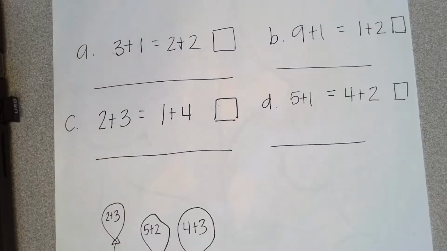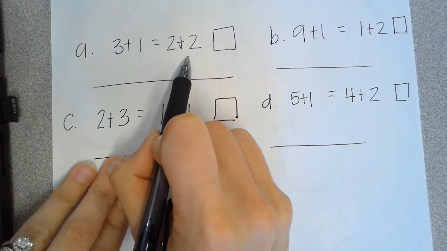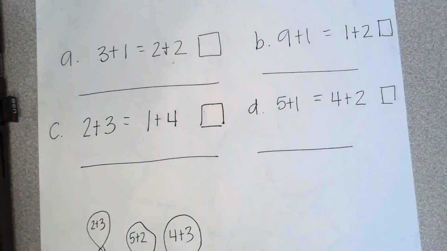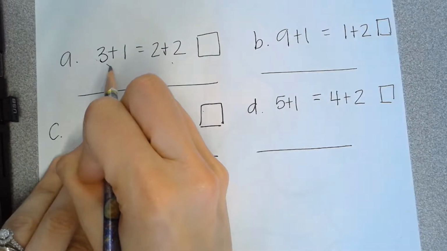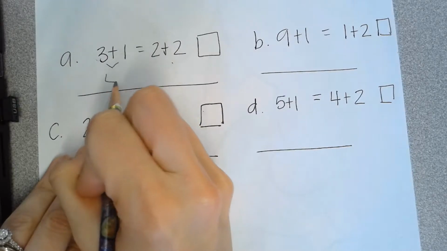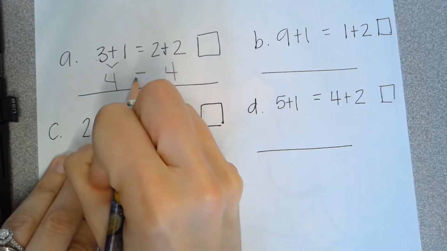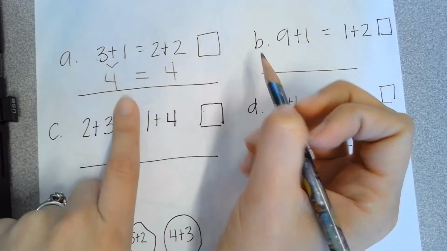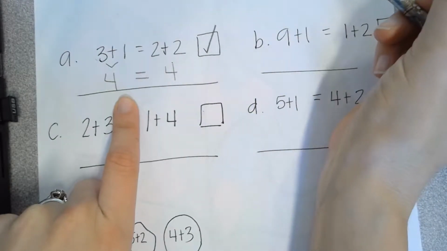Okay, so for today's lesson, we are practicing using both sides of an equal sign to determine whether or not two addition sentences are equal. So what we had the students do is, the first thing we want them to do is find the sum for each. So 3 plus 1 is 4. 2 plus 2 is 4. We put an equal sign here. Is this correct? If it is true, they put a check mark. If it is false, they put an X.